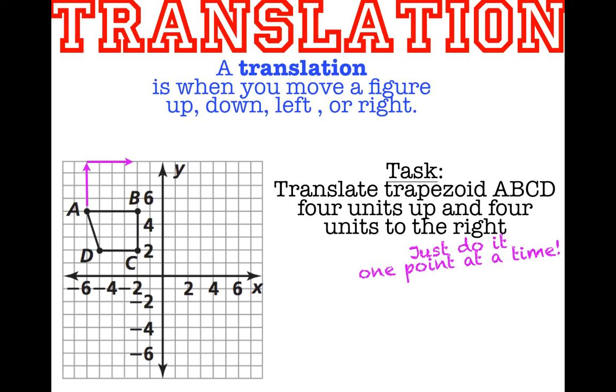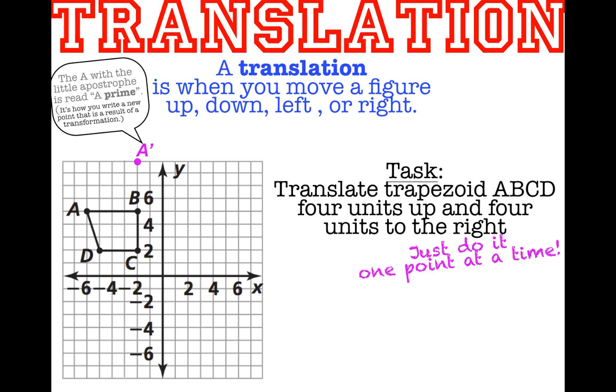So we would move point A up 4, over 4. And we would put a new point where the new point A is going to be. But we don't want to call it A because there's already a point A. So we put an A with a little apostrophe there, and we call that A prime. The A with the apostrophe is read A prime. This is to distinguish A prime from the original A. A prime is the image. A is the pre-image that gave us the new image.